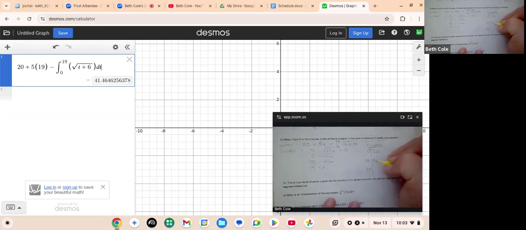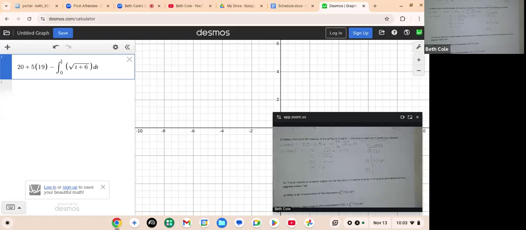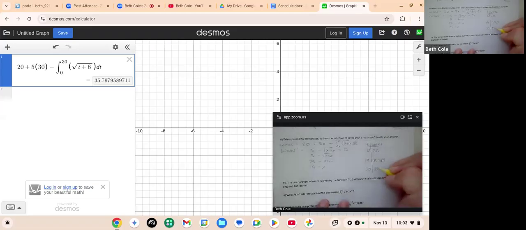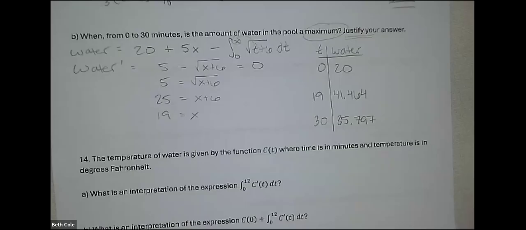So 41.464 gallons. And then we're going to do the same thing, but change the 19s to 30. And so that is 35.797 gallons. So let me stop sharing. We'll go back to the paper and write out our final answer.